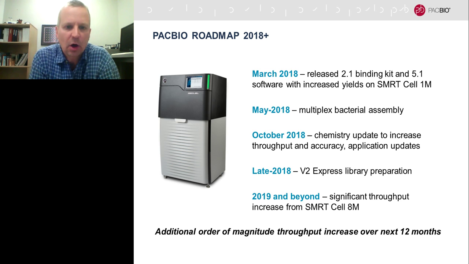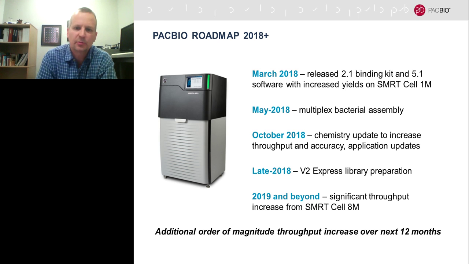This is all in the context of our overall roadmap, where you can see here in the middle, scheduled for sometime in October, is this chemistry update that I was just talking about. Then late in 2018, very likely the version 2 Express library preparation. And then, as we've said many times, the introduction of a new SMRT cell, a chip, that will have an 8-fold increase, going from 1 million to 8 million features. So we certainly project an additional order of magnitude throughput increase between today and over the next 12 months. And we're excited about the ever-increasing application spaces that this continuing performance and throughput increase will bring.